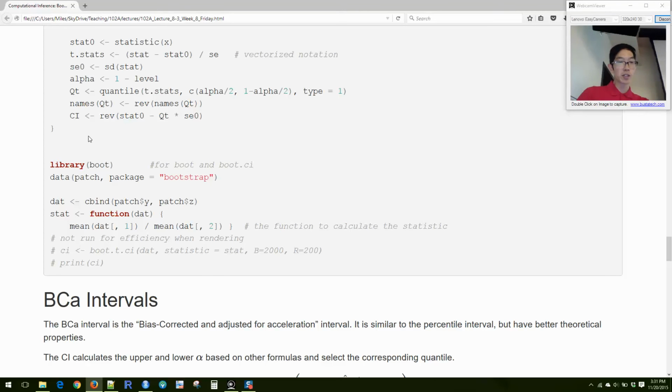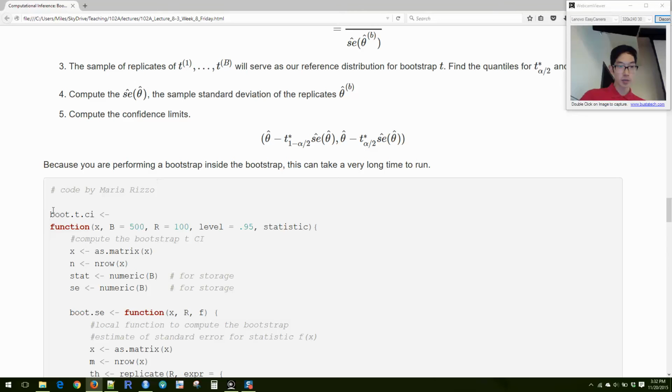So it works, and I guess I can run it. For efficiency, I didn't want it to render every time I ran the code, but we'll do it. Here we can look at that patch data, comparing the ratio of the mean of Y over the mean of Z, and we can apply the bootstrap CI here. So we'll try running this.